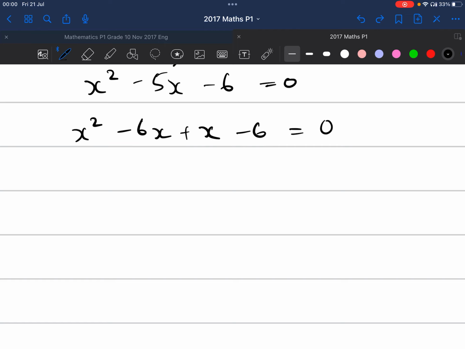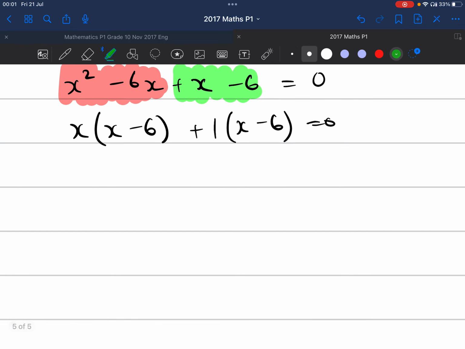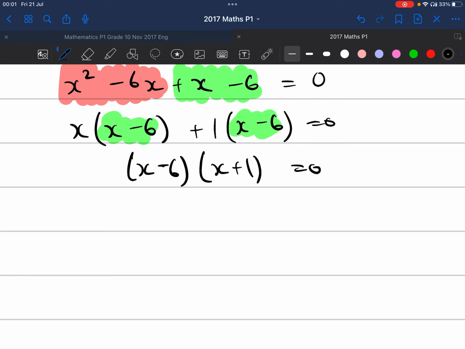So now we're going to isolate these two terms. We'll start with these two, and then we'll move on to these two afterwards. Let's start with the red ones here. x is the common factor. We have x minus 6, and then on this side we have no common factors, so we'll just factor out 1. If I multiply that, I'm going to get x minus 6 again, and that's equal to 0. And now you can see that we have a common factor, which is x minus 6, so I can factor that out: (x minus 6)(x plus 1) equals 0.